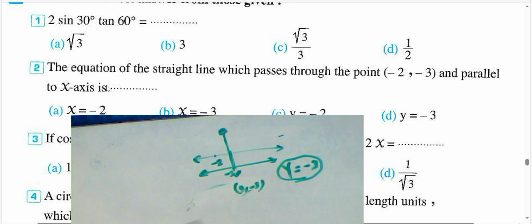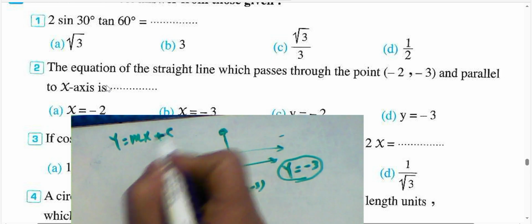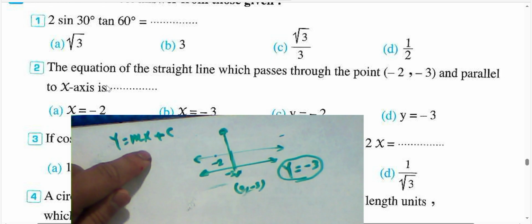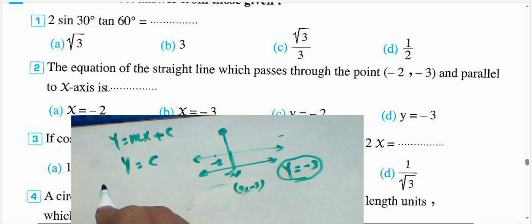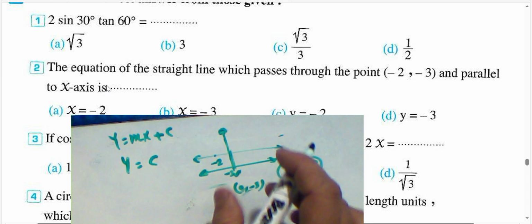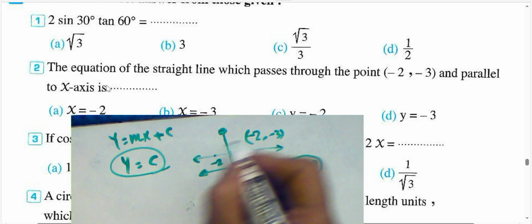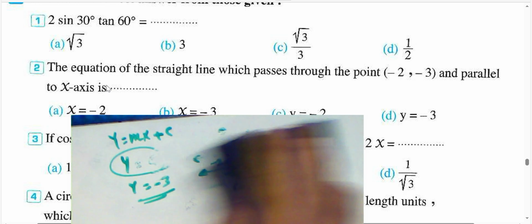Understood, my students? You can solve the example by another method. Write the equation y equals mx plus constant c. He is asking about the equation of the straight line which passes through the point (-2, -3) parallel to the x-axis. Parallel to the x-axis, the slope will be 0 and y will be equal to a constant. Put the point (-2, -3) in the equation, then y will be equal to -3. You can solve by this method or in one step.